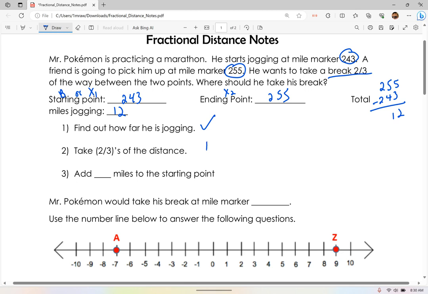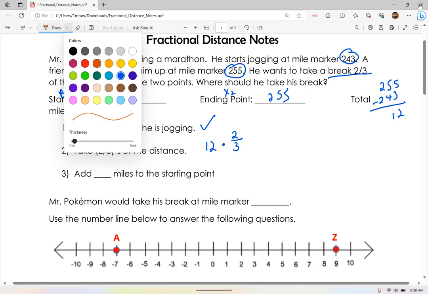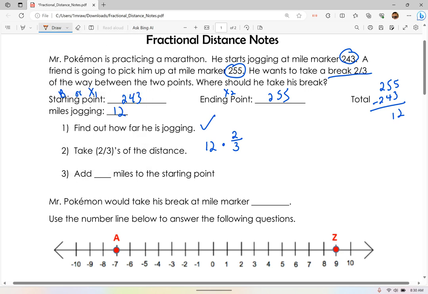So we're going to take 12 and we're going to multiply it by two-thirds, right? Just in case you don't know how to multiply fractions, it's okay. I like to do it this way. So with the fractions, I multiply the 12 times the 2, right? So 12 times 2, and then I divide that by 3, okay? 12 times 2 is 24. 24 divided by 3 equals 8.